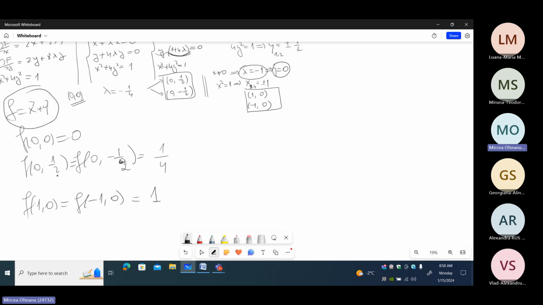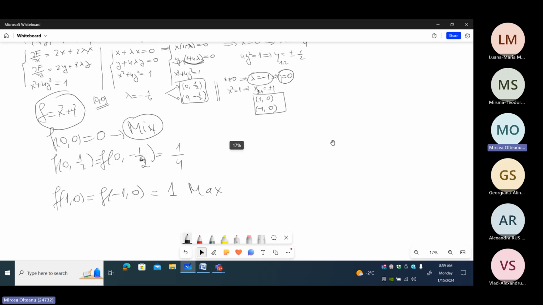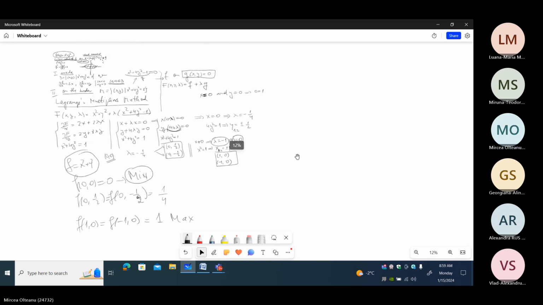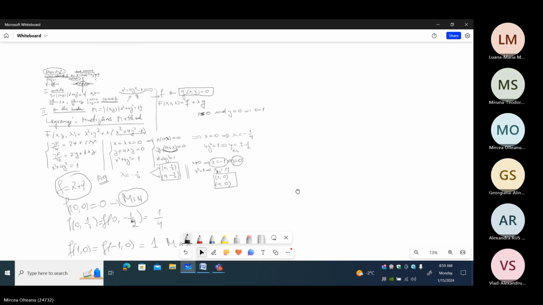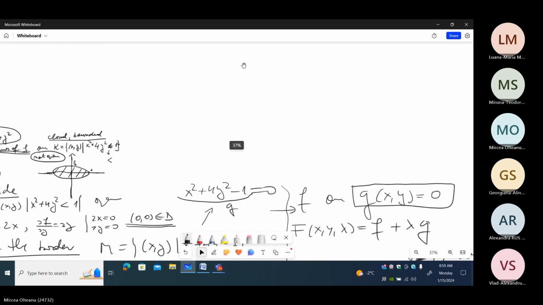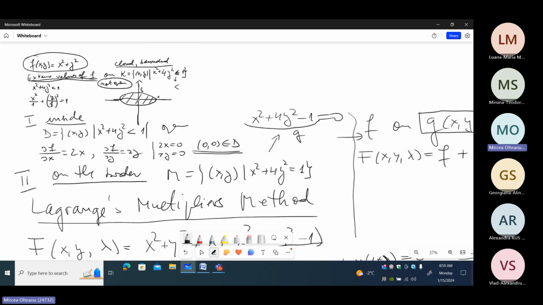So if we now compare the values of the function, we find that this is the minimum value of the function on our set, and this is the maximum value. So if we go back to our picture, here in the beginning, the minimum value is taken at the origin, here, (0, 0), and the maximum value is taken at (1, 0) and (minus 1, 0) here.